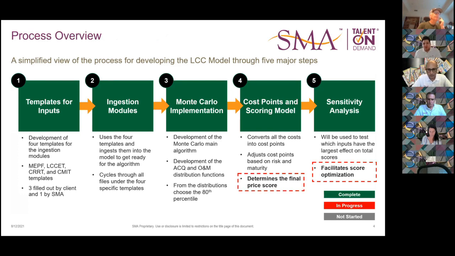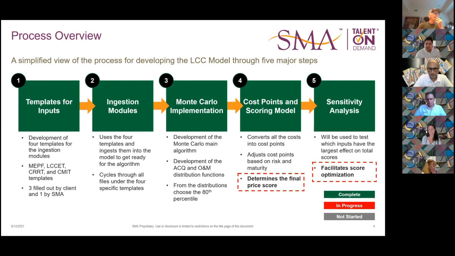And so here's a process overview. I'm gonna go through this a little more slowly than the other slides. The process really starts off with creating a template for inputs. So what we do is create 4 templates that can be ingested, and I'll go into what the templates are. These are mainly Excel files that get ingested into the algorithm so that you can change the inputs, which are the costs, the risks, the maturity indices, and other parameters. And these all get fed into the ingestion module.